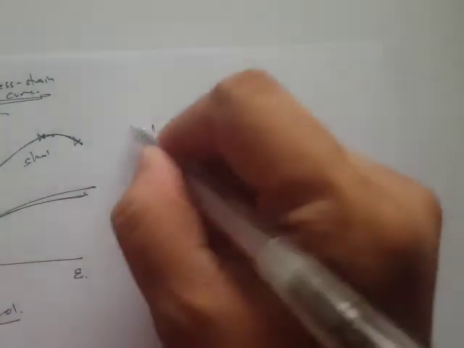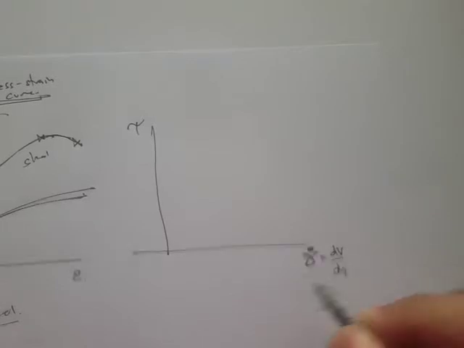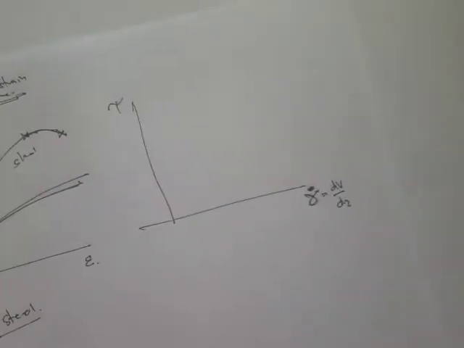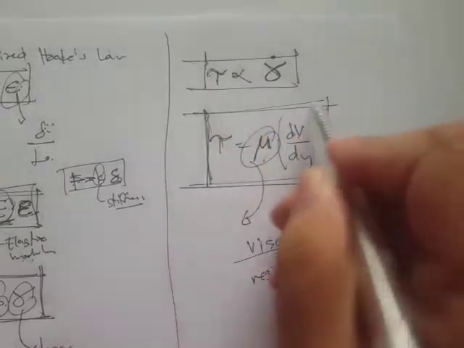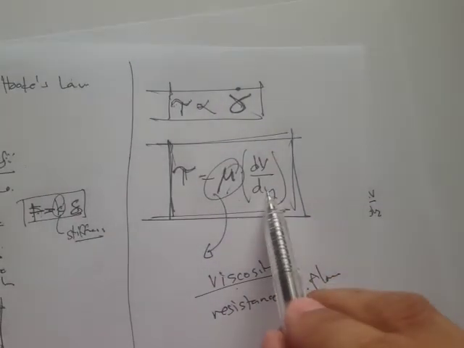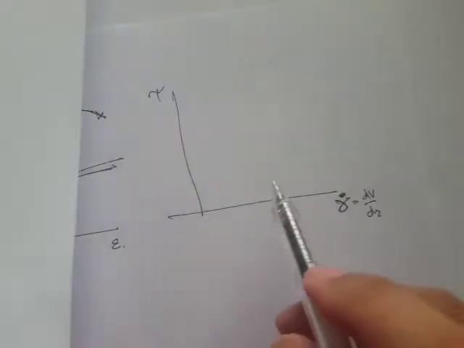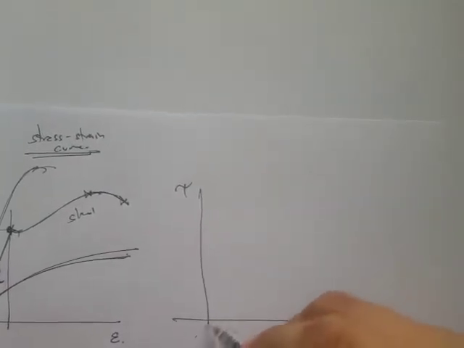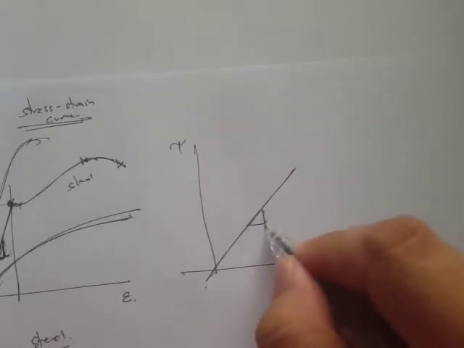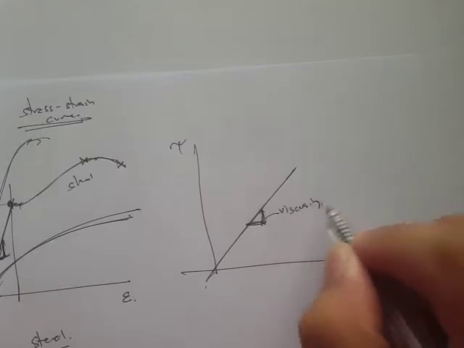Now for fluids, it's the same thing, because we have the shear stress, and this one is the rate of shear strain. Right, it's just the same as dV/dy, and if we have this equation, then that's actually a linear equation. So this is just a linear equation. Therefore, we'll have a linear graph. So the slope of the stress strain curve for a fluid is viscosity.